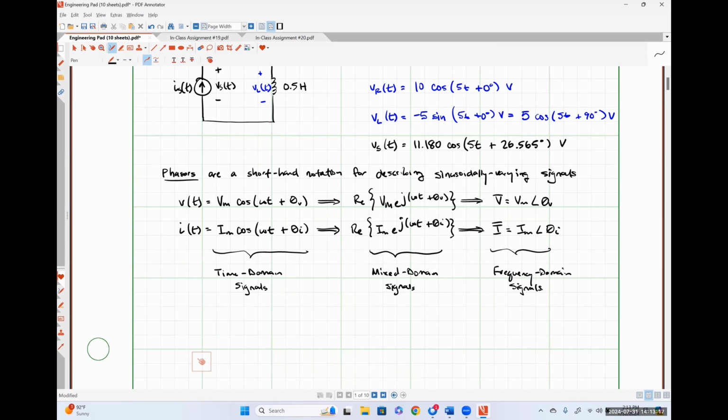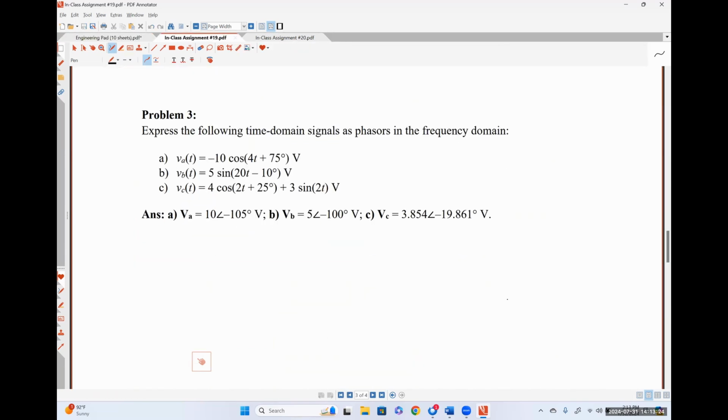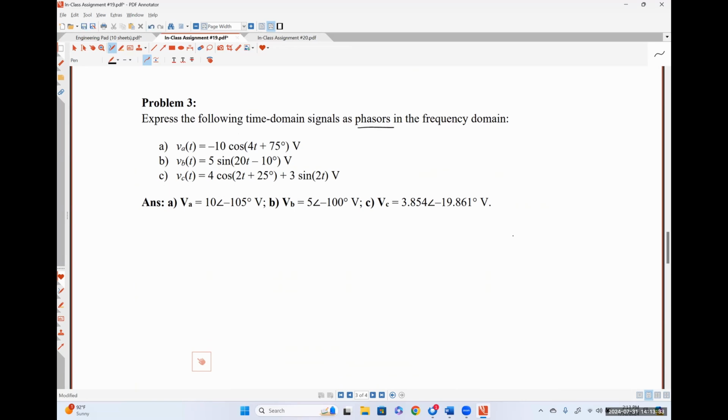So let's take a look at in-class assignment 19, problem 3, really quickly. In this particular problem, we are asked to express the following time domain signals as phasors in the frequency domain. So here in part A, we have a time domain voltage. VA of t is -10 cosine 4t plus 75 degrees volts.